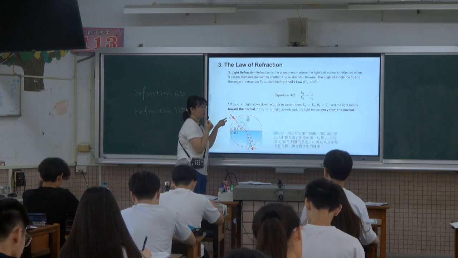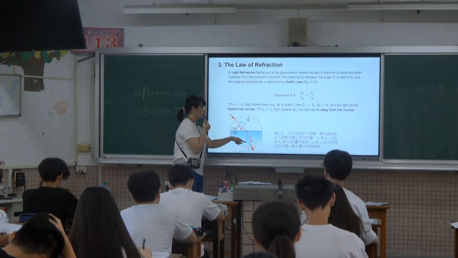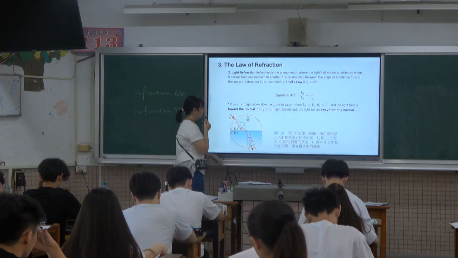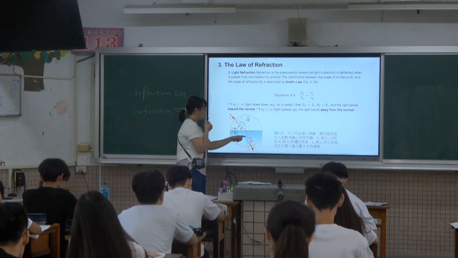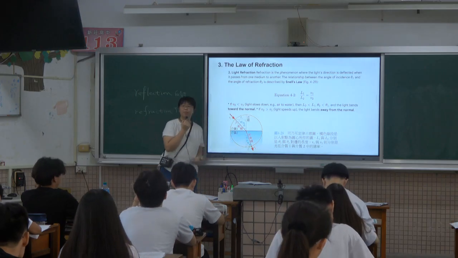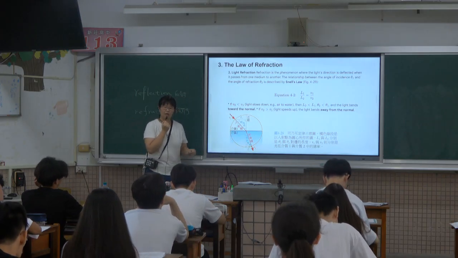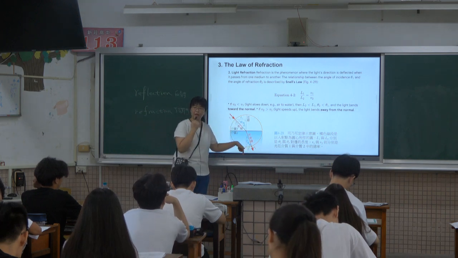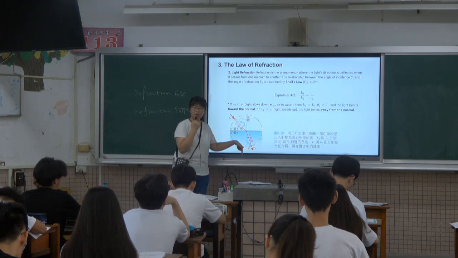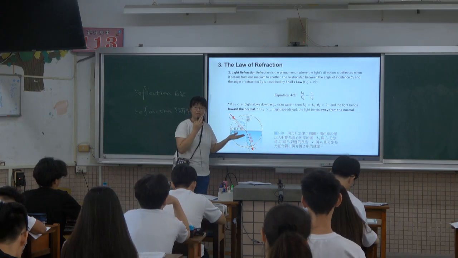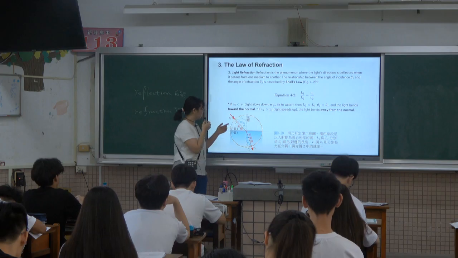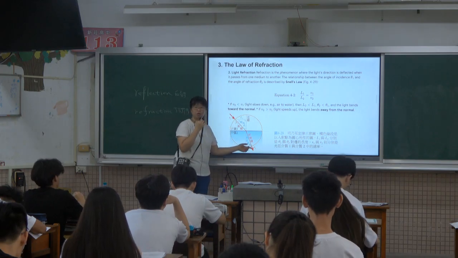If I change to a different medium, V1 is smaller than V2. What happens to the refracted line? Does it still bend toward the normal line, or change? V1 is smaller than V2. What happens?